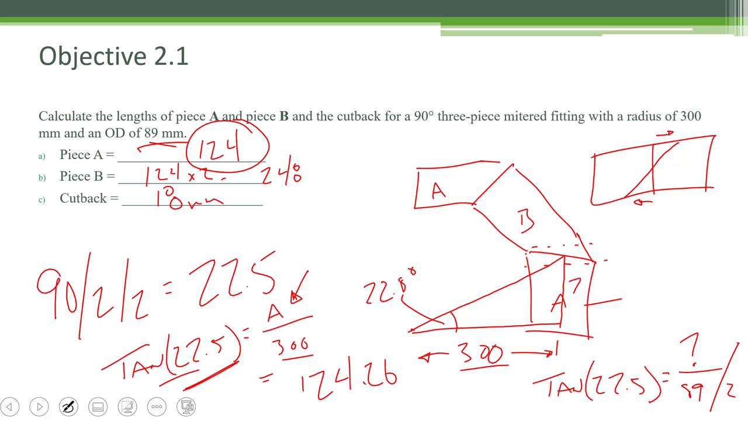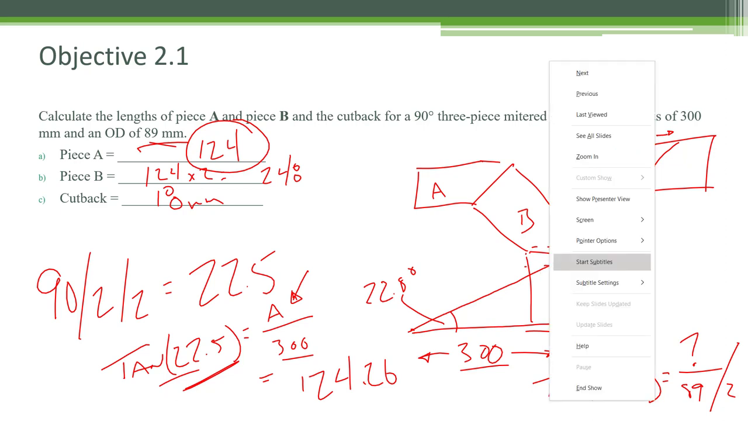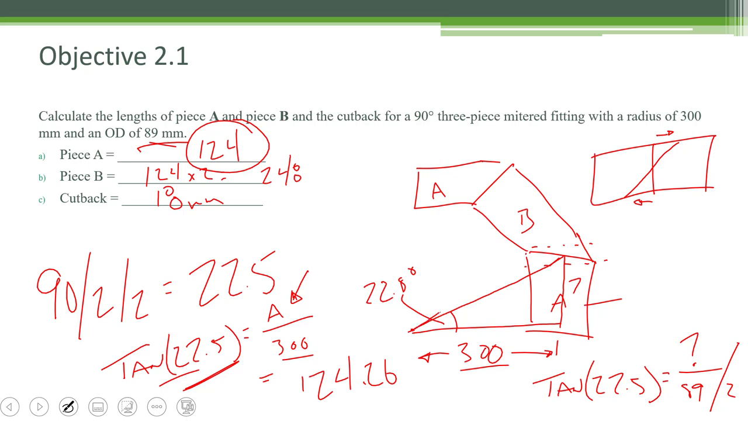Okay, so what I actually did is I kind of went through like this, if that kind of makes sense, and figured out the whole thing. I then divided by 2, if that makes sense. So you could have went tan 22.5 times 89 divided by 2, or you could have went 89 divided by 2 times the tangent of 22.5. Either way, you're going to get 18.4 mil.